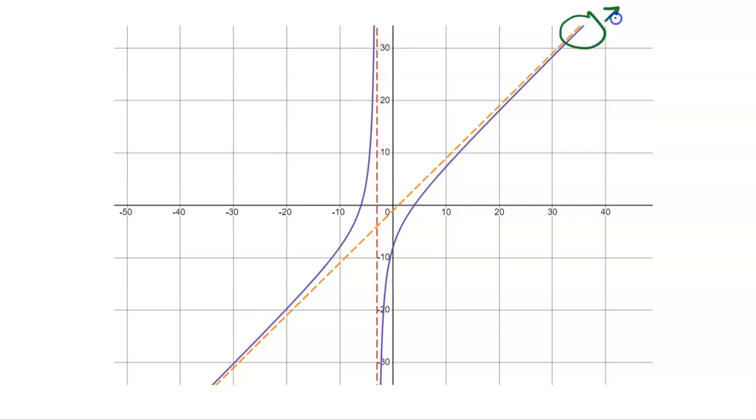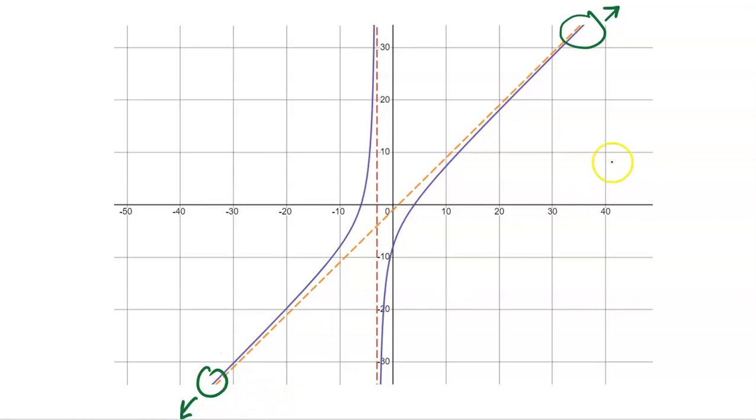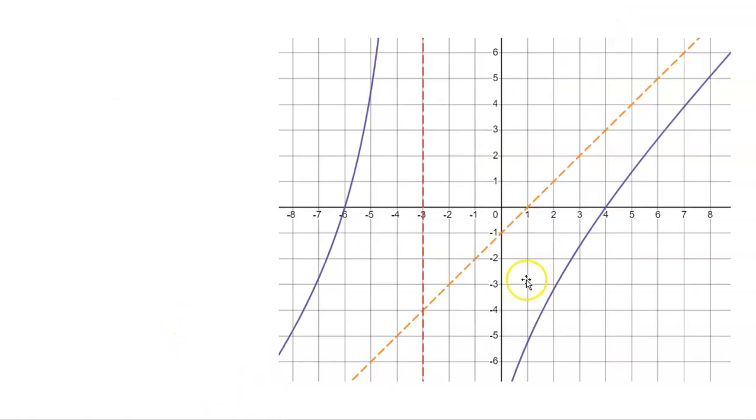So the right end is going towards infinity. The left end is going towards negative infinity. I definitely see that for a fact. And I see that they're hugging that slant asymptote as it goes. So that slant asymptote is definitely affecting the end behavior of this function. But I also see that vertical asymptote happening there in the middle as well. So pretty cool function.